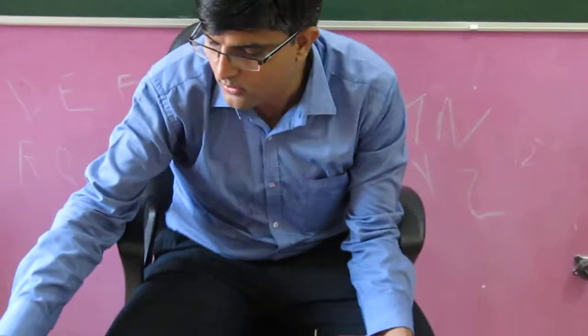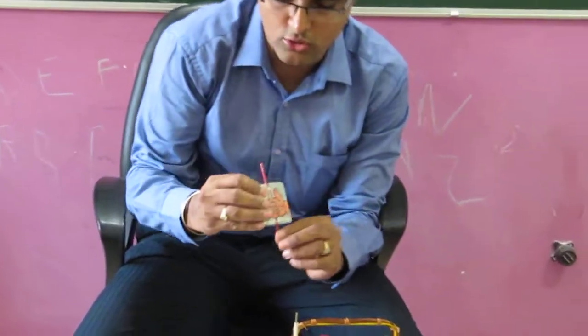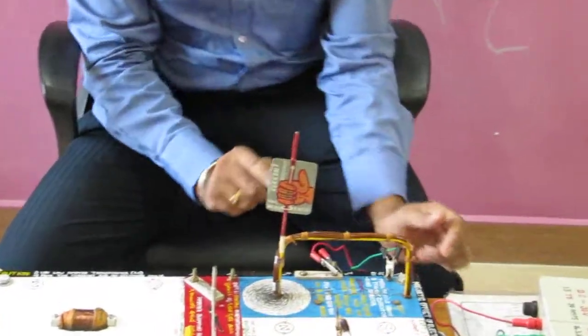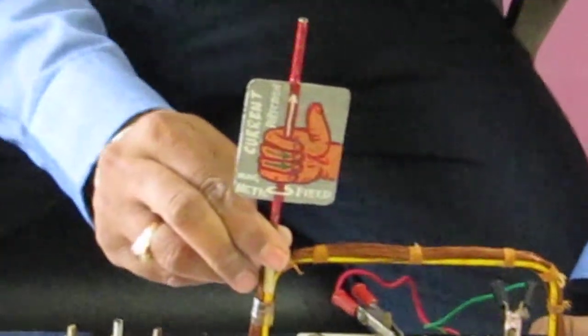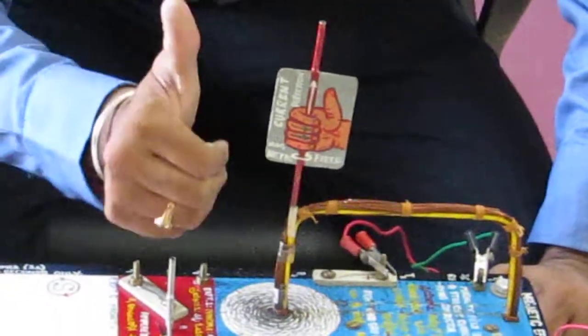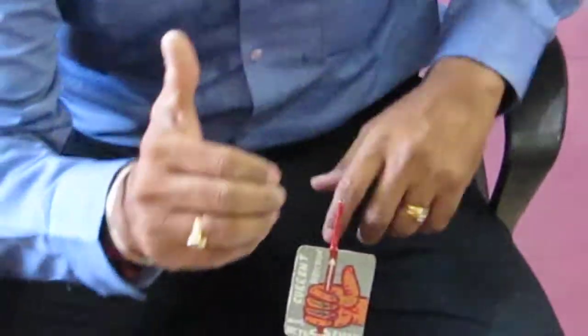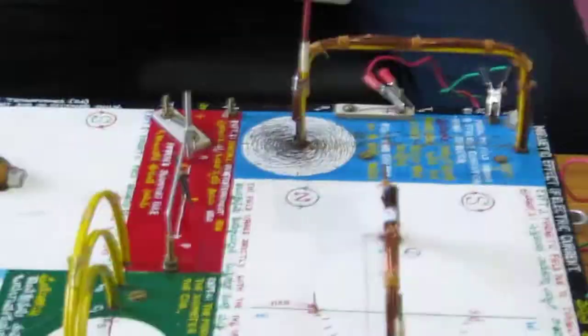Now the direction of the magnetic field can be understood by using the right hand grip rule. This says that if we hold a current carrying conductor such that the thumb shows the direction of current, the fingers encircling it show the direction of the magnetic field. Now we can even demonstrate this using a magnetic needle, a magnetic compass.